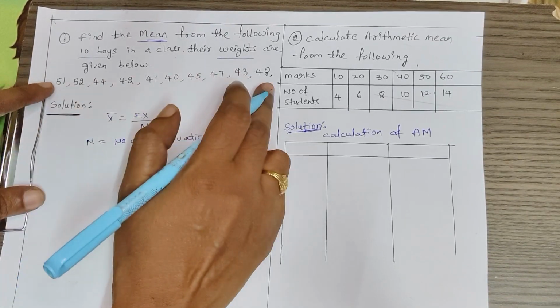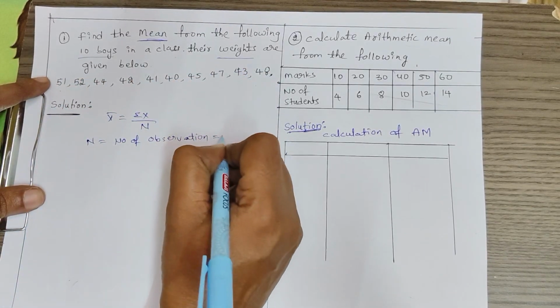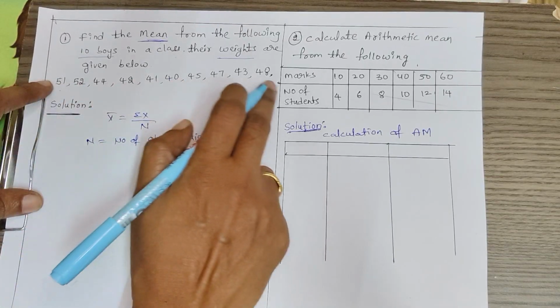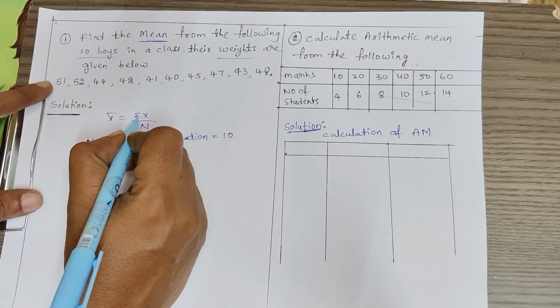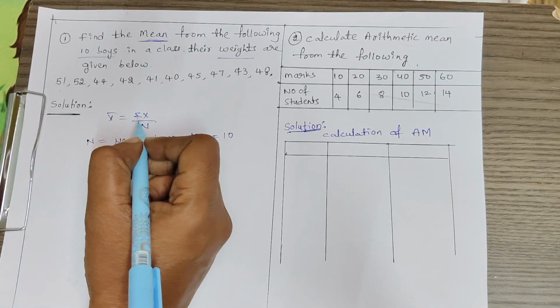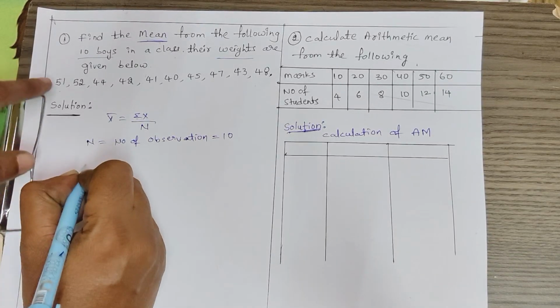How many numbers are there? 1, 2, 3, 4, 5, 6, 7, 8, 9, 10. So total 10, n is equal to 10. And the given values are x values. This series is called x values. So what should we take? Summation of x. Summation means total. You need to take the total of x.